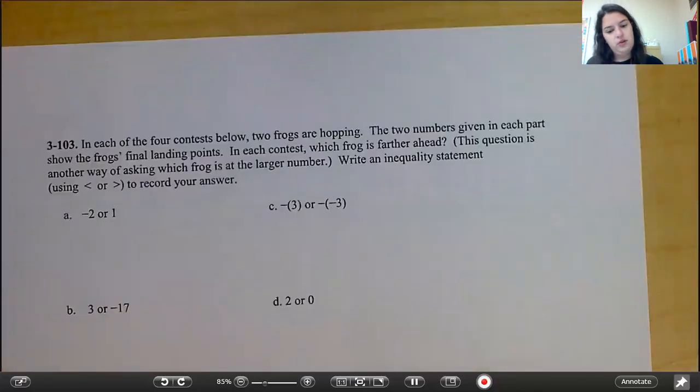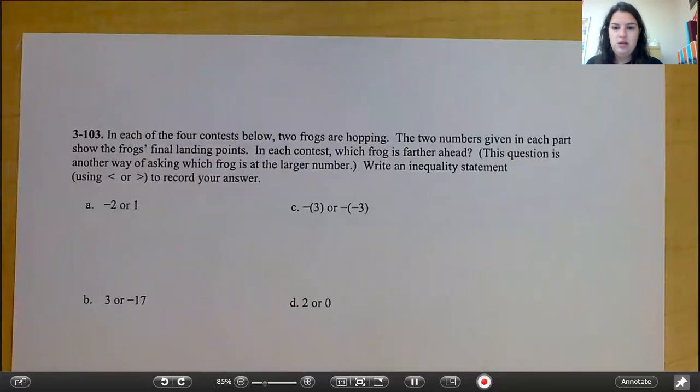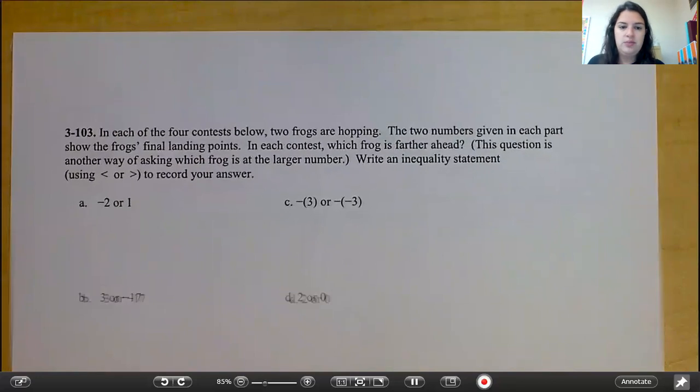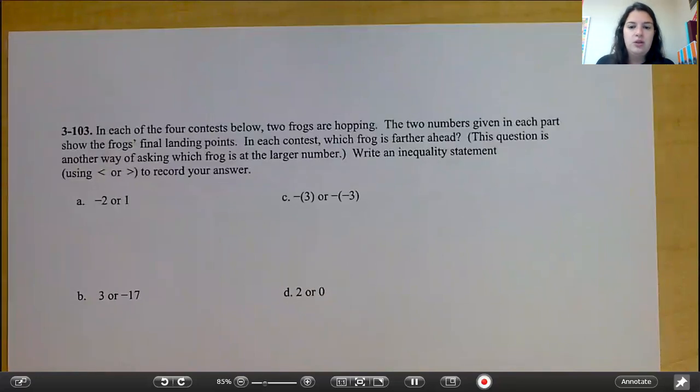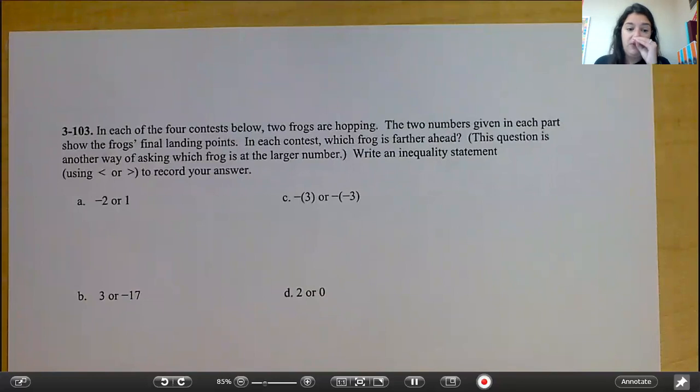If you flip over to 3-103, it says, in each of the 4 contests below, 2 frogs are hopping. The 2 numbers given in each part show the frog's final landing points. In each contest, which frog is further ahead? This question is another way of asking which frog is at a larger number. Write an inequality statement using less than or greater than to record your answer.